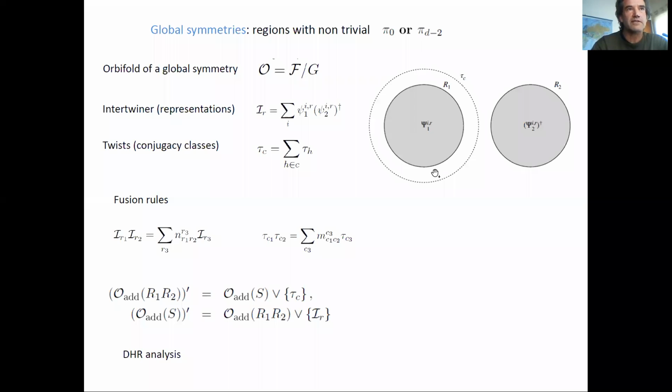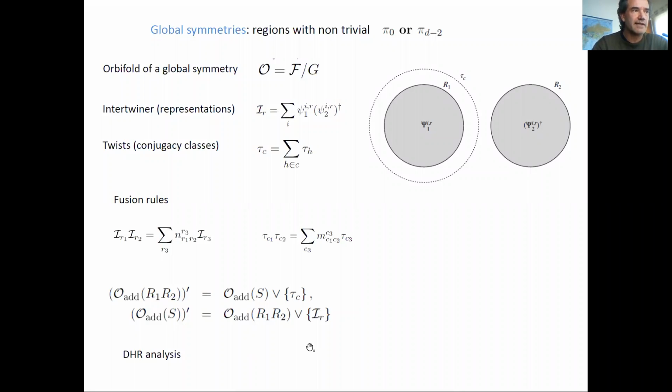You can think, for example, of exponentiating another current inside all this circle, and then you need operators inside to produce it. Well, in this particular case, you have fusion rules that are given by the fusion of the representations. These intertwiners are labeled by representations, and the twists are labeled by conjugacy classes of the group. And you have the group of fusion rules.